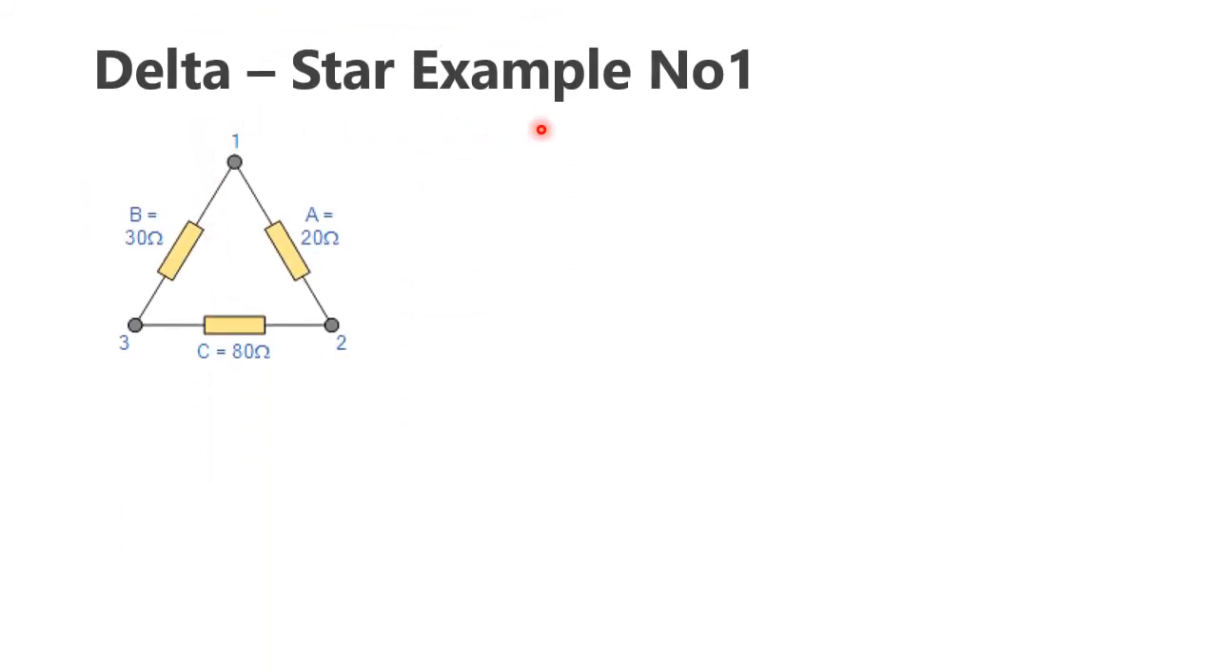Here is an example question. Here we need to convert this delta network into the star network. So here all the resistance values of the delta network are given. Here A is 20 ohm, B is 30 ohm, C is 80 ohm. So here we need to convert this delta into the star network.